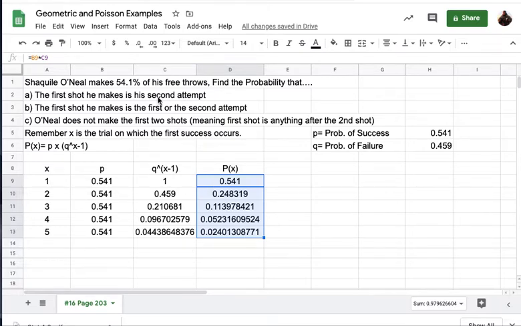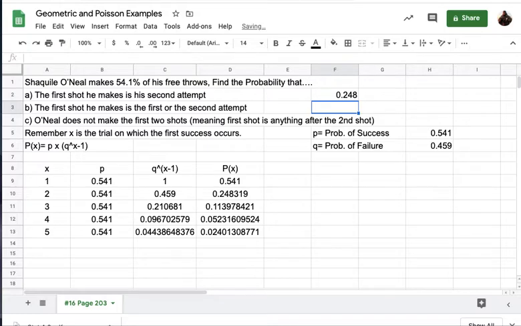So let's go ahead and answer these questions up here. What's the probability that the first shot he makes is his second attempt? So we're going to say, when is X equal to 2? Well, what was our answer there? 0.248. So that was pretty simple. 0.248 is the probability his first success is on the second attempt.